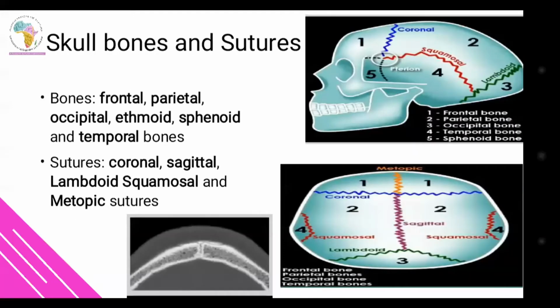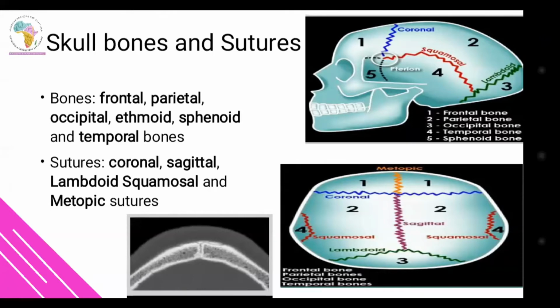Now let's talk a little bit about the skull bones and sutures. As for the bones, the ones that you will easily appreciate on a CT scan are the frontal bones, the parietal bones, occipital, ethmoid, sphenoid, and temporal bones. You will also be able to appreciate the different sutures, which are places where two bones join or interconnect. Here you have the coronal, sagittal, lambdoid, squamosal, and the metopic sutures.